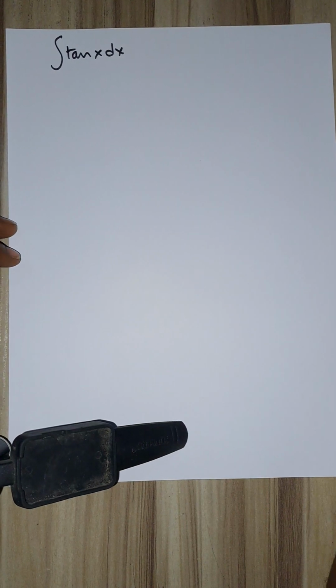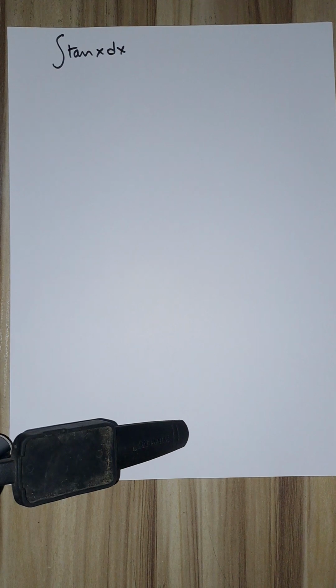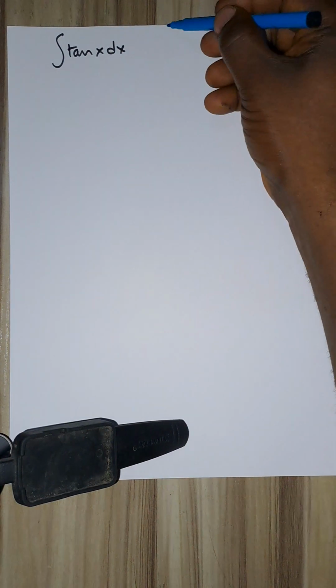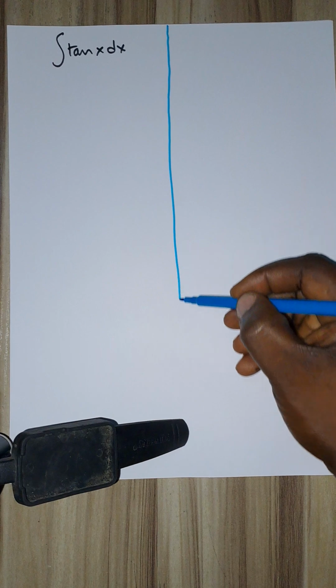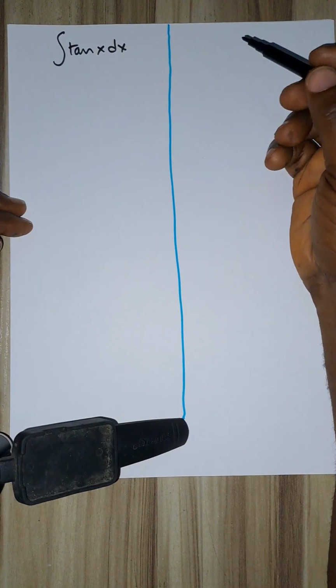First, let's integrate tan x dx. I'll solve this in two ways. One is very short and simple. The other one is a bit longer.